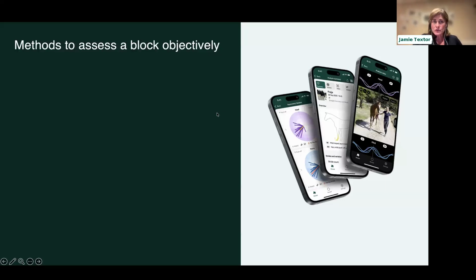And the way that we can use Sleip specifically to assess a block is, number one, most obviously, we're going to look for a change in that asymmetry magnitude.